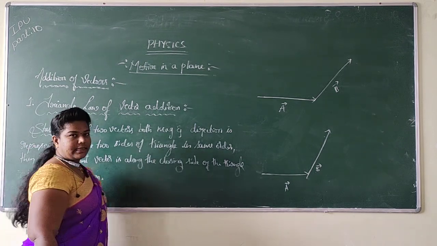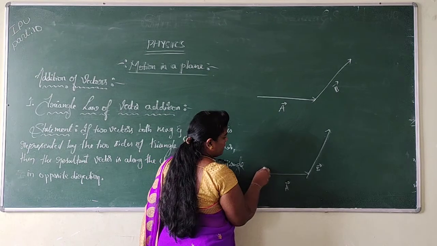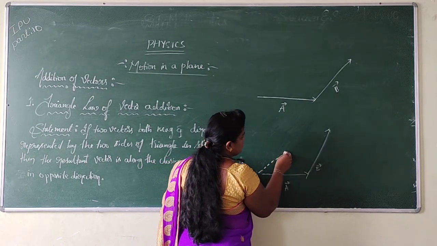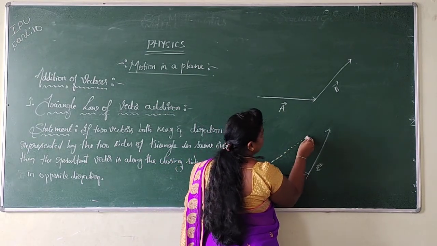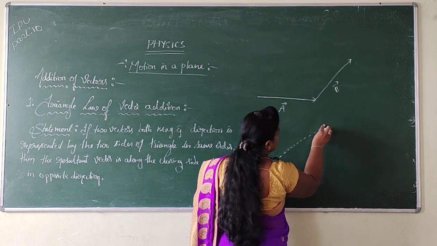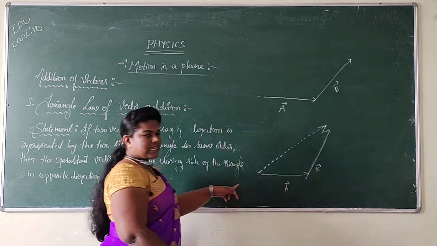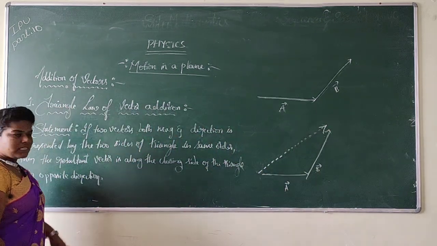Then where is the resultant? Resultant is here. Whereas the resultant is represented along the closing side of the triangle. This is the closing side, right? This is the closing side of the triangle.